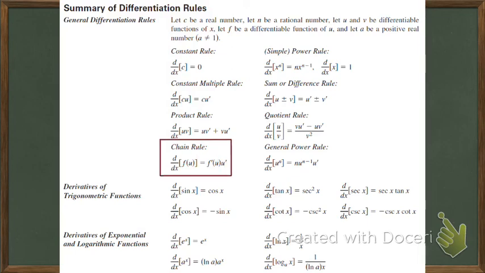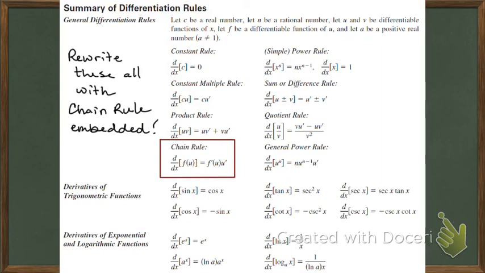There's my chain rule. And what I advise you to do is actually take all of these formulas, or many of them, and write them with the chain rule embedded in them. So for example, this derivative of sine of x, you might write that as the derivative of sine of u, taking a derivative with respect to x. So incorporate the chain rule in all of these, right? Kind of like they did with the generalized power rule there. Okay? So that's a good technique to use.